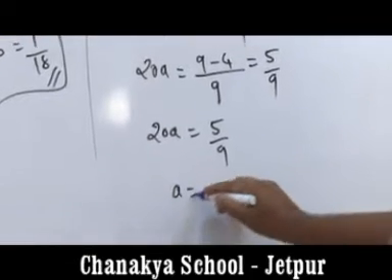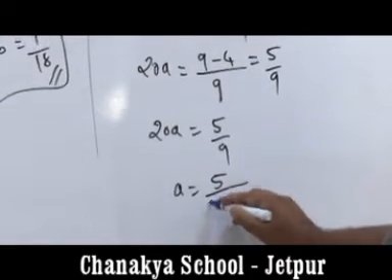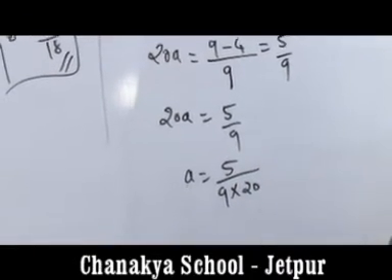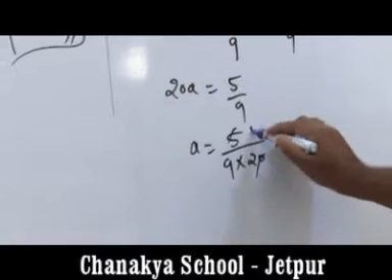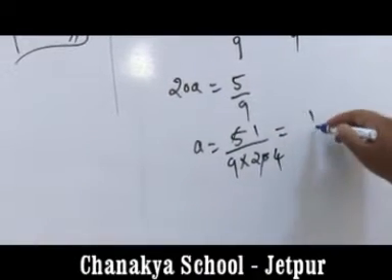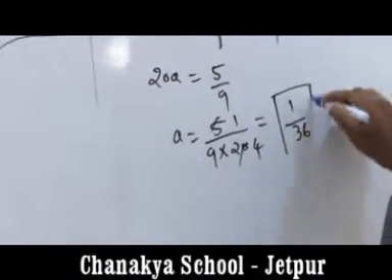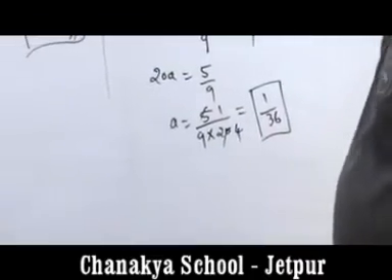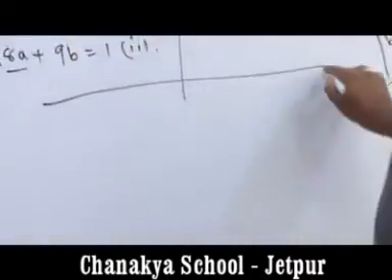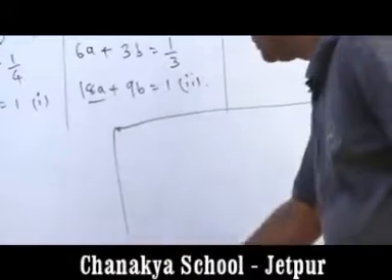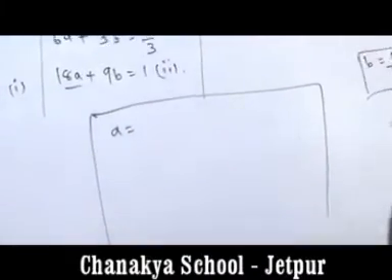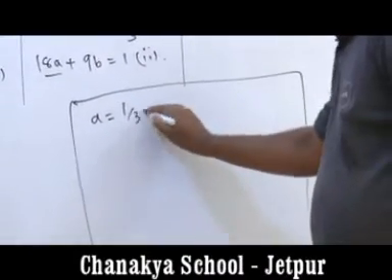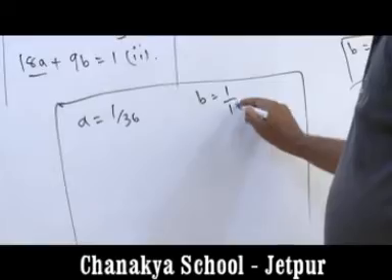Okay, a equal to 5 divided by 9 into 20. Okay students, here cutting, 1 by 4 gives a equal to 1 by 36. Okay students, now a equal to 1 by 36, b equal to 1 by 18.